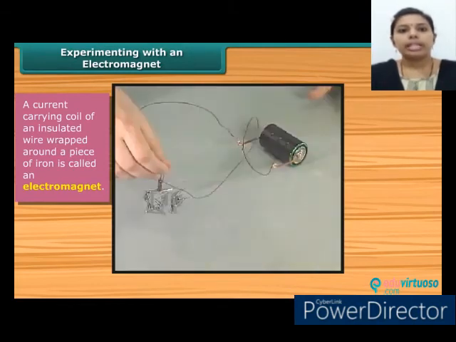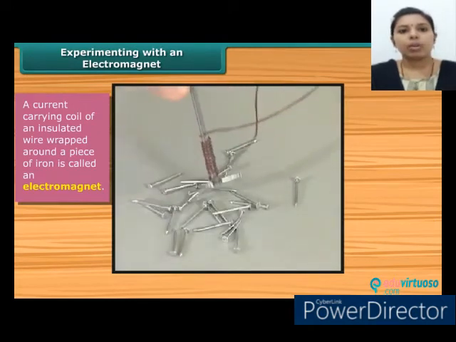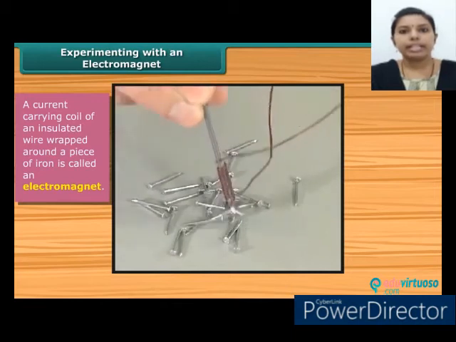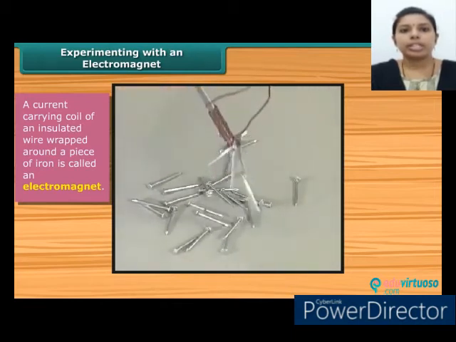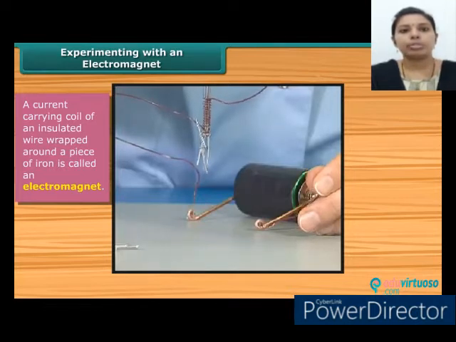Now, place some pins near the end of the nail and switch on the current. We see that the pins cling to the tip of the nail. When the current is switched off, the pins are no longer attracted to the nail.